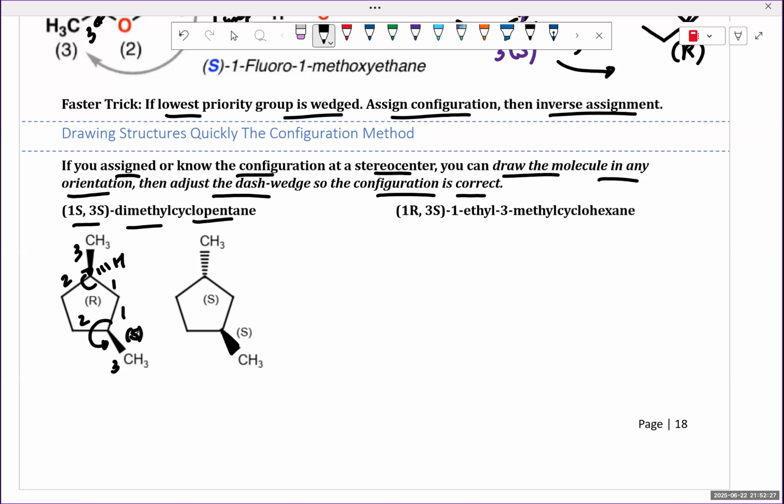So as you can see, we draw an initial draft, we assign configuration, and then we adjust the dash wedge so the configuration is correct. Let's try to apply this to 1R,3S-1-ethyl-3-methylcyclohexane. So pause the video, take a few moments, and then let's attempt this example.